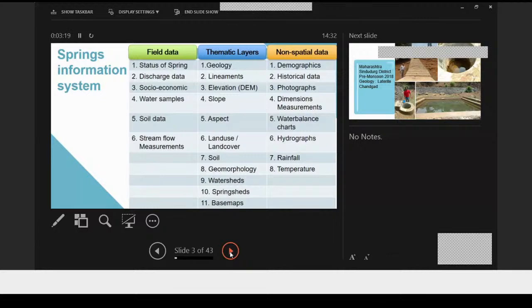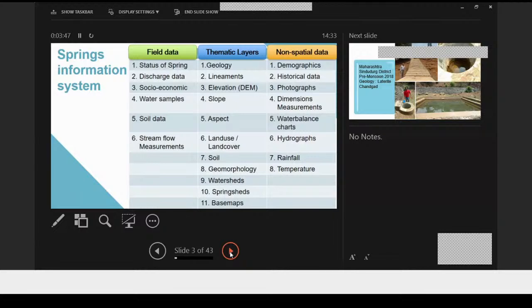First, on the field data, we have taken the status of the spring, whether it is perennial or seasonal. Such kinds of attributes we have taken, and the discharge data. What is the spring discharge among different seasons? And we have also conducted various socio-economic surveys. I'll tell you how these technological applications are useful in collecting these things.